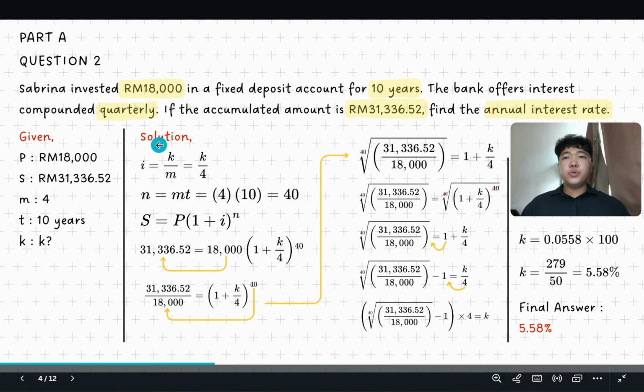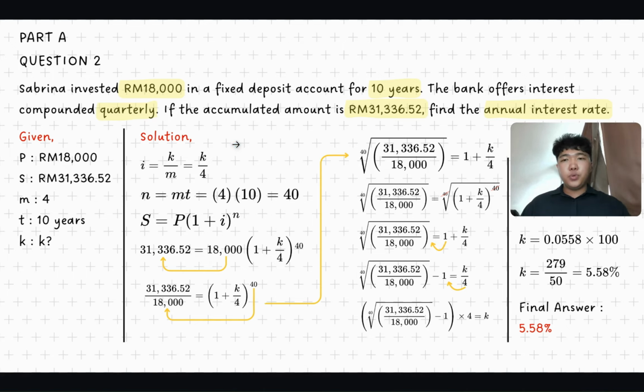So we are moving on to the solution. The first thing we need to do is find the value of I. The formula is K divided by M, and we get K divided by 4. The next step is we need to find the value of N. This is the formula for N, which is M times T. After we substitute and simplify, the value of N is 40.